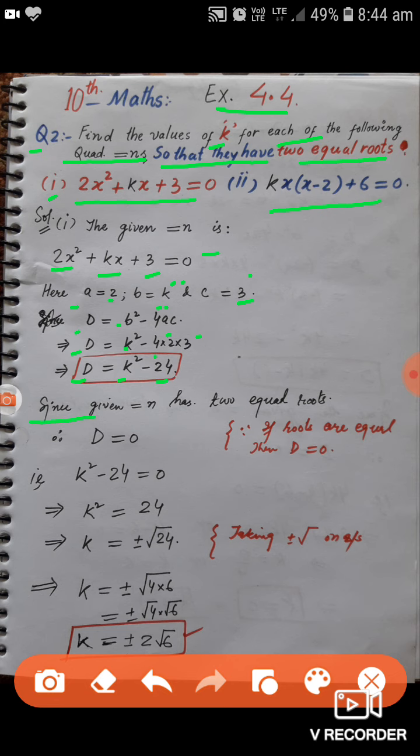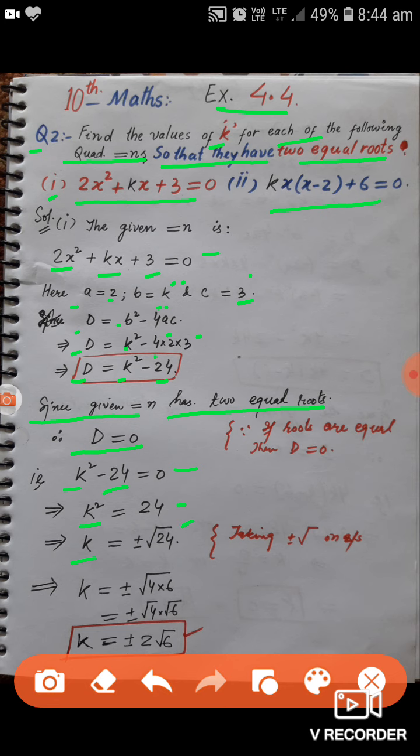Since we are given the condition that the equation has two equal roots, therefore the discriminant will vanish. That is, the discriminant is equal to 0 for equal roots. Our discriminant is k square minus 24, so k square minus 24 is equal to 0. On transposing 24 to the right hand side we get k square is equal to 24, and taking square roots on both sides we get k is equal to plus minus square root of 24.